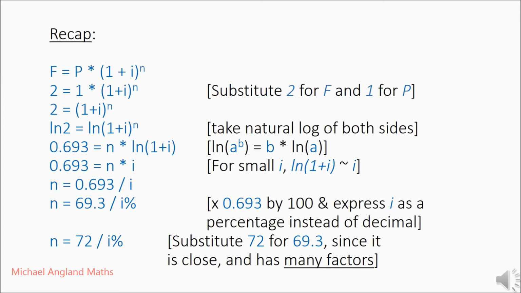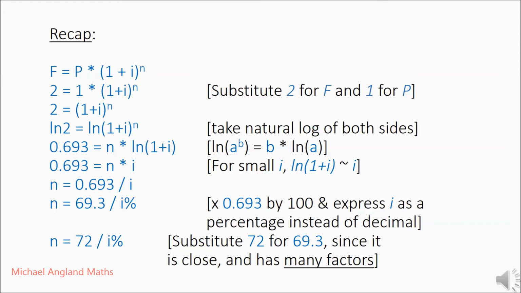Okay, recap. F is equal to P times (1 plus I) to the n. F is the future value, P is the present value, I is the interest rate, and n is the number of periods the interest is paid out. So for simplest substitution to find the doubling time, we substitute 2 for F, 1 for P. So we have 2 is equal to 1 times (1 plus I) to the power of n. Next line, 2 is equal to (1 plus I) to the n.